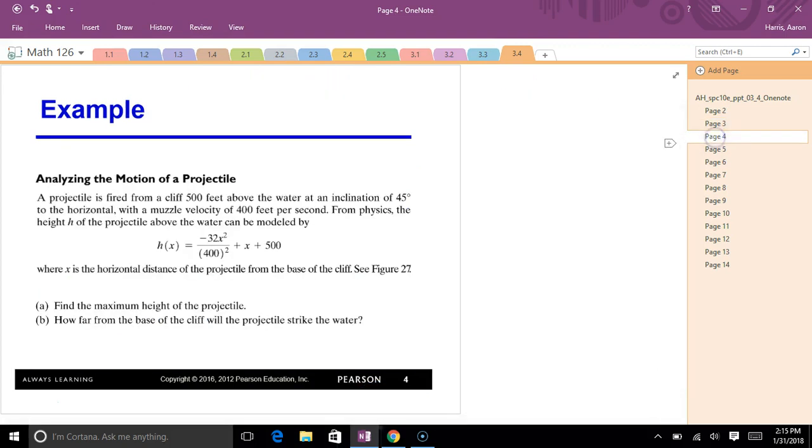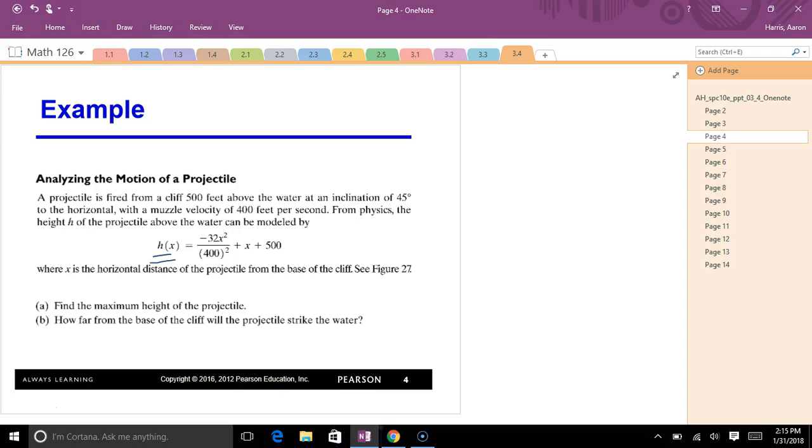Okay, let's look at another example. Let's say we've got a projectile fired from a cliff 500 feet above the water at an inclination of 45 degrees to the horizontal. I've got a picture of this in the next slide, with a muzzle velocity of 400 feet per second. The height, h, of the projectile above the water can be modeled by this equation, where x is the horizontal distance out.